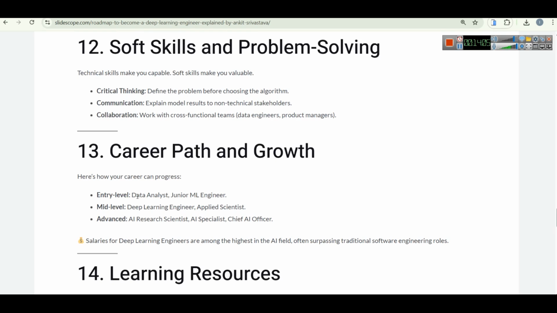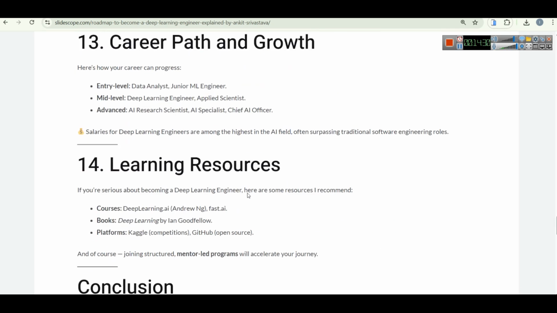Next, we have career path and growth. At entry level, you can go with data analyst or junior ML engineer. At mid level, you can become a deep learning engineer or applied scientist. And for advanced, you can go into AI research, become an AI research scientist, AI specialist, or chief AI officer. Salaries for deep learning engineers are among the highest in the AI field, often surpassing traditional software engineering roles.